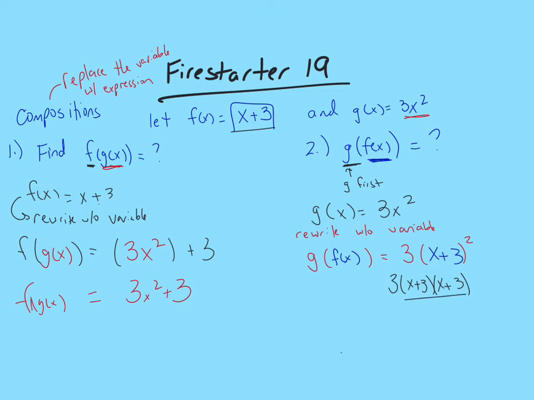Now I'm going to FOIL the inside. So x times x is x squared, x times 3 is 3x, 3 times x is 3x, 3 times 3 is 9. So I end up with g of f of x equals 3 times x squared plus 6x plus 9. Then I distribute the 3. So my final answer is g of f of x equals 3x squared plus 18x plus 27. And that's it.